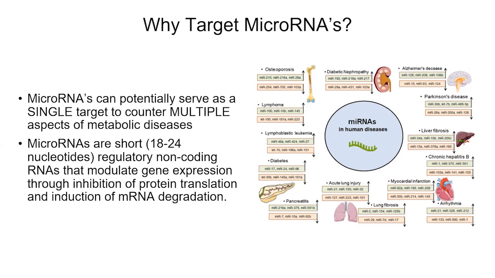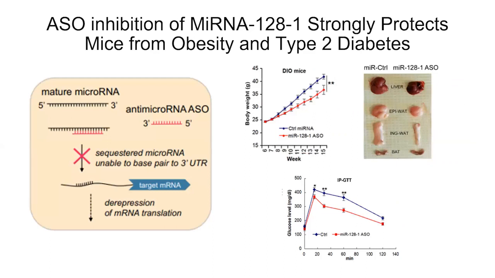And you can see here in this slide that there are many diseases that many different microRNAs are associated with. And so what we've tried to do in the lab is we found specifically miR-128, a harmful microRNA that we think is associated with obesity and type 2 diabetes.